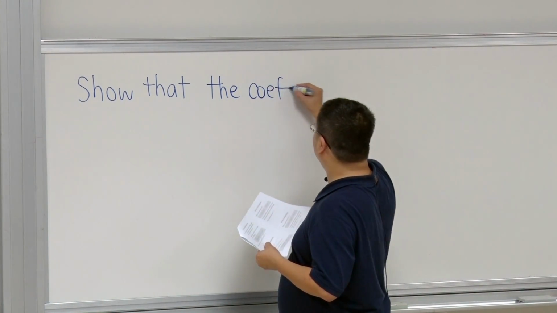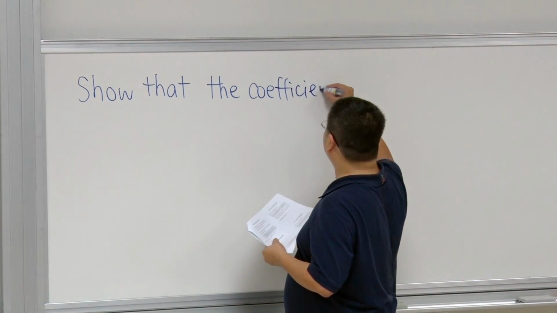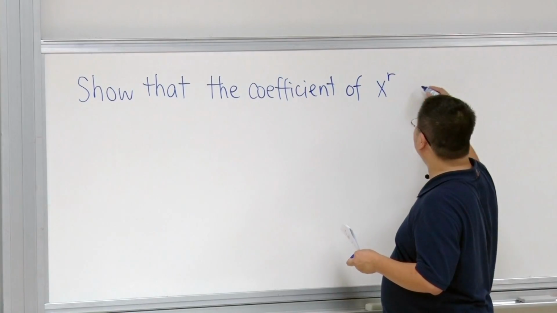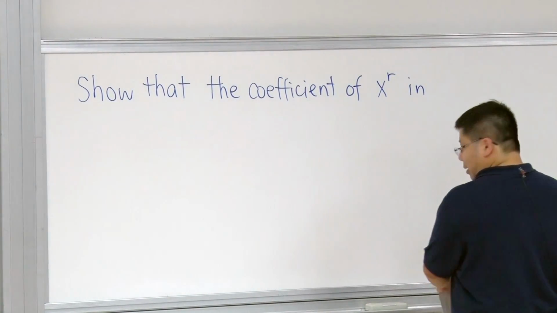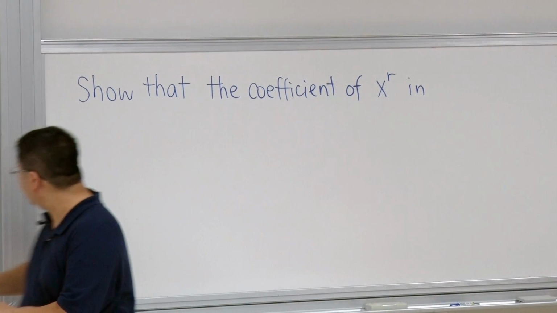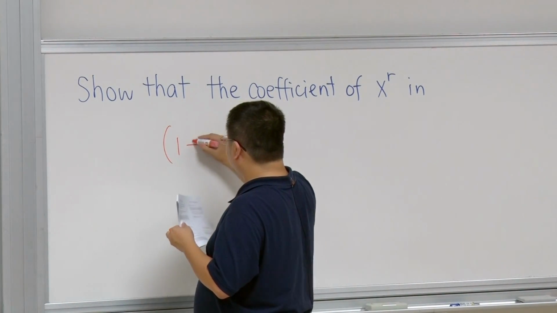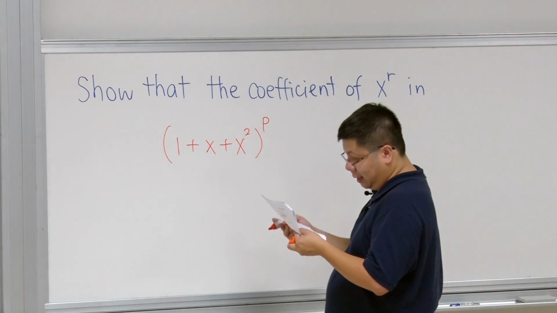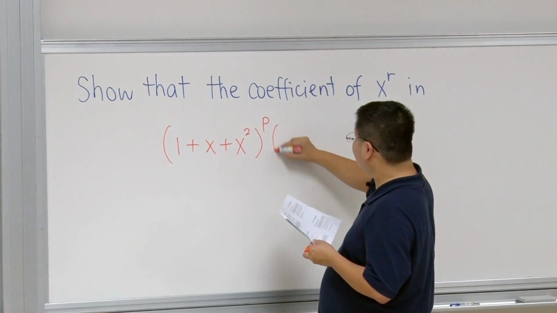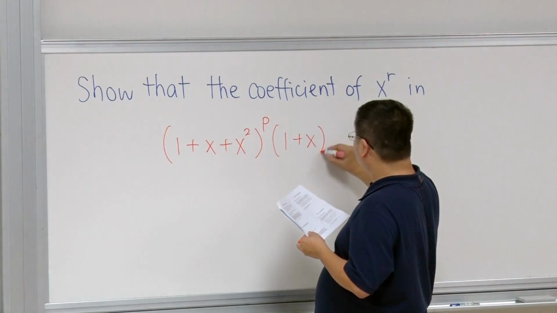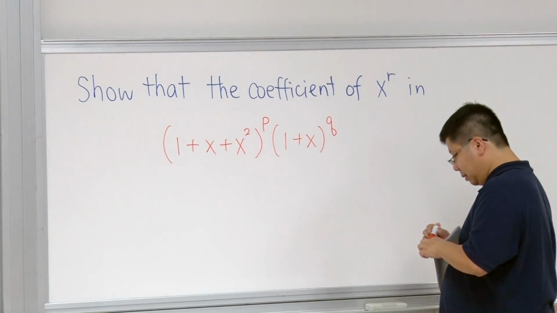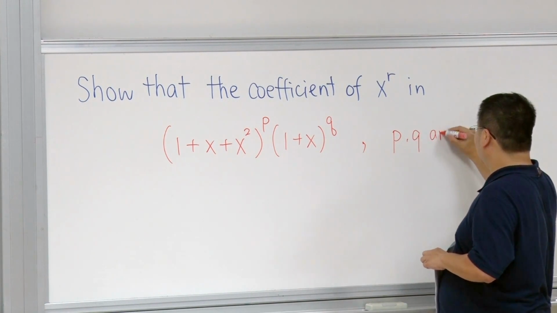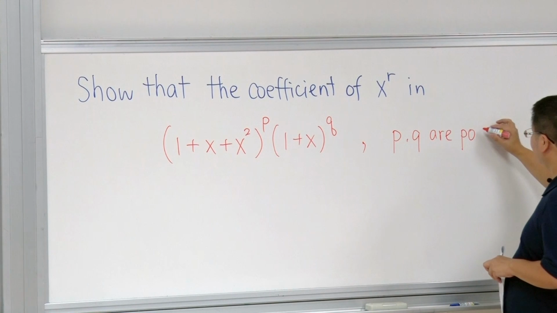coefficient. So we're looking at the coefficient of x to the power r in the following equation. Let me write down the equation. (1 plus x squared) to the power p times (1 plus x) to the power q. Let's say p, q are positive integers.